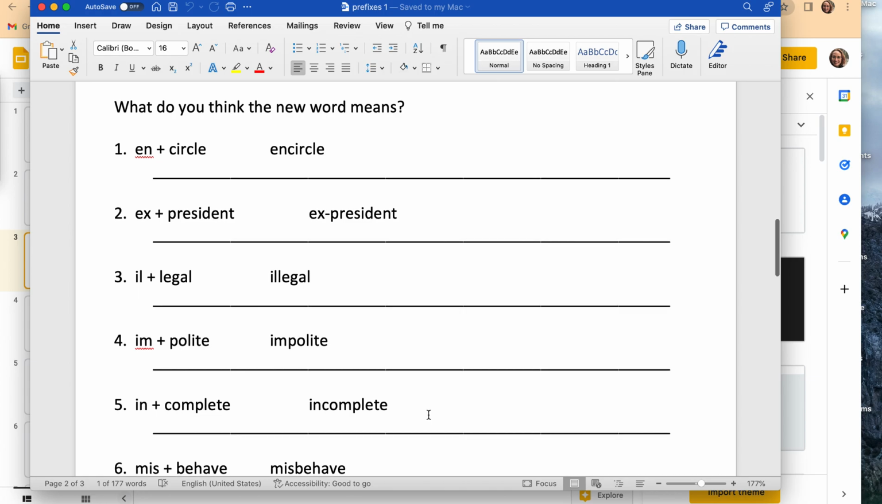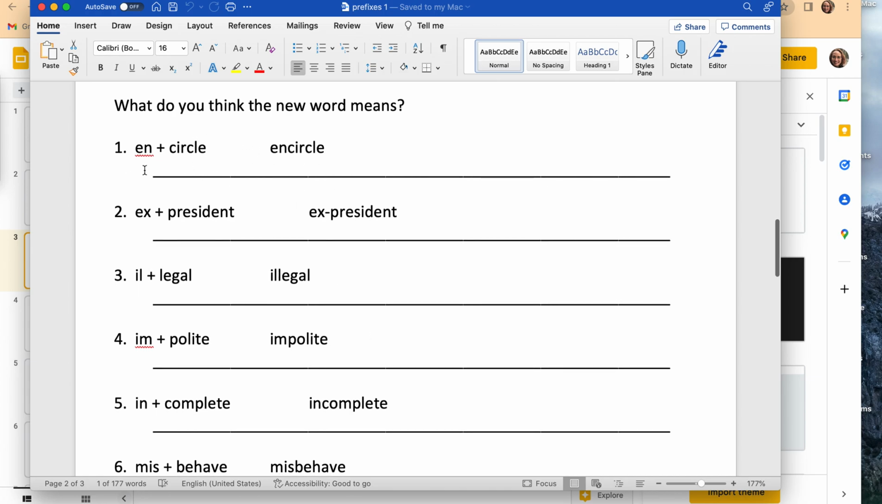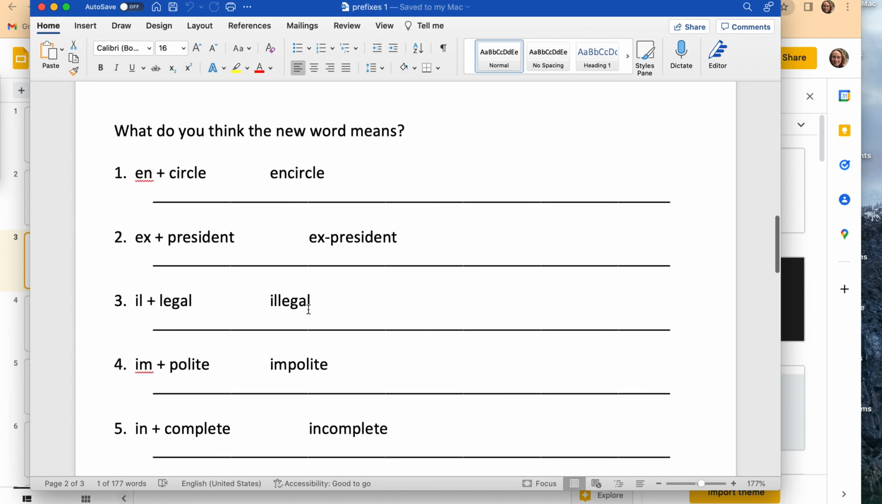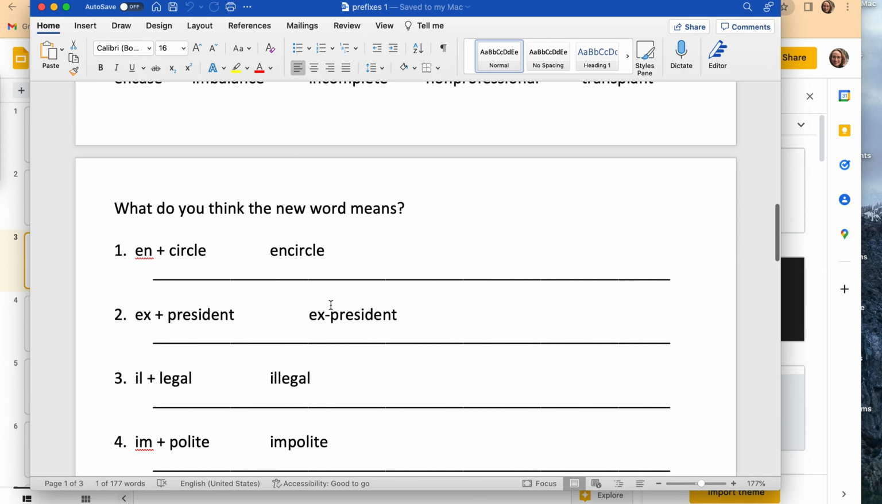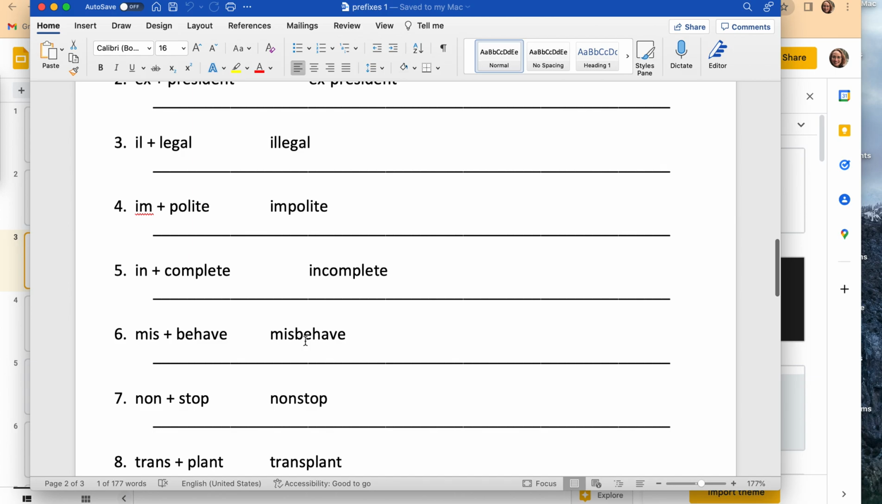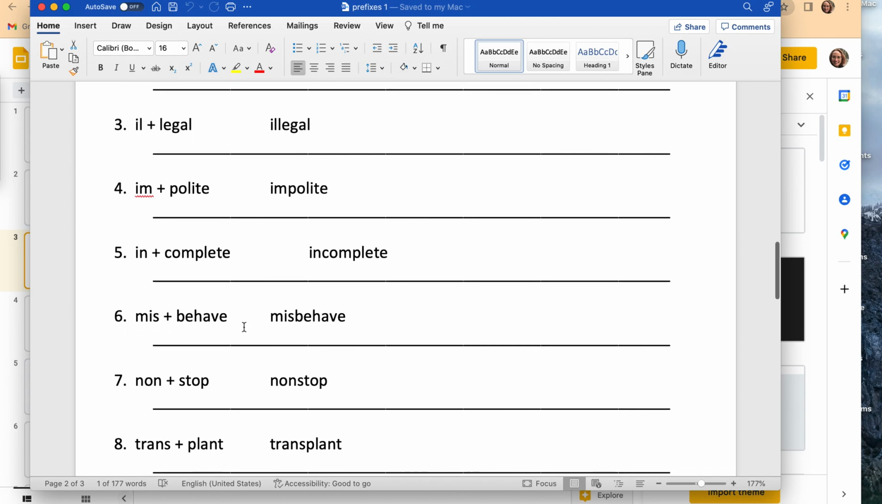And then to define the words based on the root word, which students should already know, circle, and then the prefix, in. So when you add in to circle, what do you get? So our definition here, into, within, near, okay? So think near circle or into the circle, okay? Ex-president, away from presidency, okay? And have students work with you to help them create the definition for some of these words.